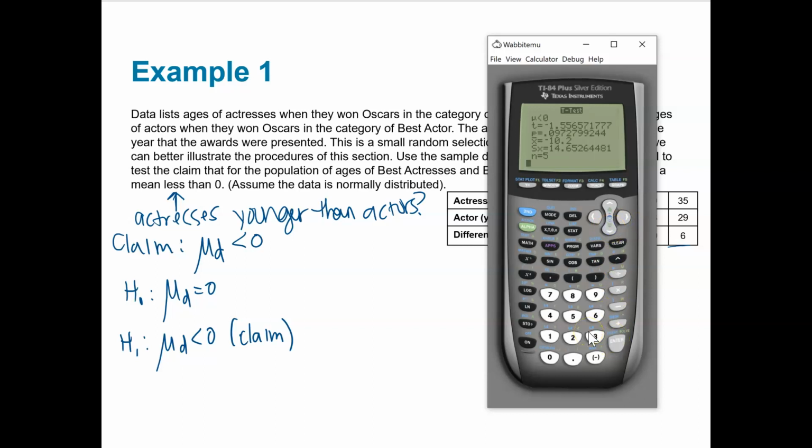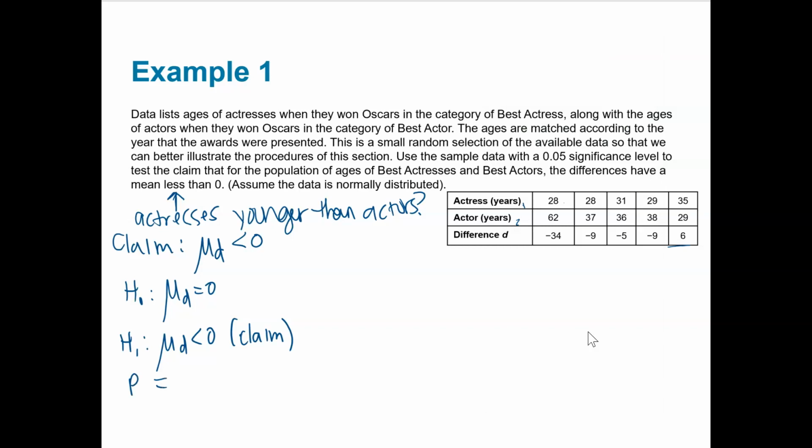And then I end up getting a test statistic of negative 1.557, but a p-value of 0.097. And I'm going to use the p-value here. Is this less than or equal to my significance level? It is not. So I'm going to fail to reject the null hypothesis, which basically means that I am accepting, essentially, the null hypothesis, which means that the difference is 0.